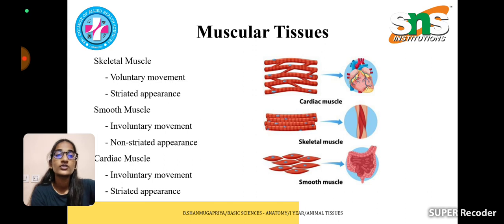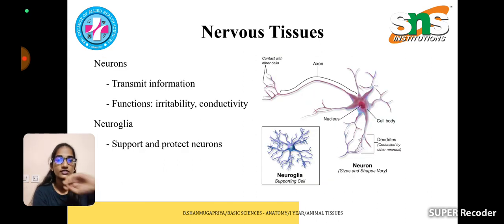Next, we are going to see about nervous tissue. Nervous tissues are the types of tissues that are found in the nervous system. There are basically two types: one is neuron, another one is neuroglia. Excitable cells are called neurons, and the non-excitable cells are called neuroglia.